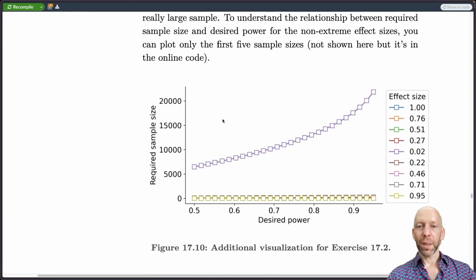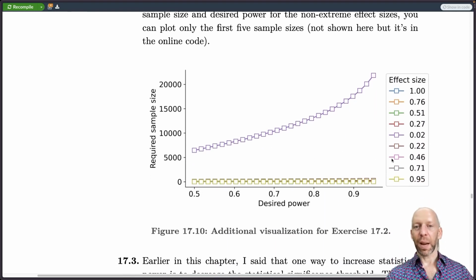Okay, so here you can see I have just extracted the data for a couple of different effect sizes. I just sampled every fourth effect size in the matrix and then plotted the desired power against the required sample size. And what you see is these purple box lines that go way, way high. Above 20,000 samples are required in order to get a power above 0.9 for an effect size of 0.02. This is a tiny, tiny effect size.